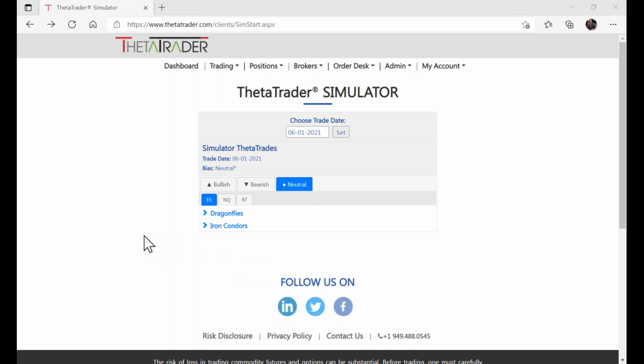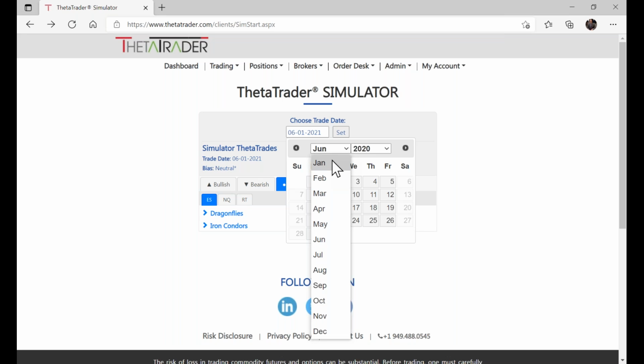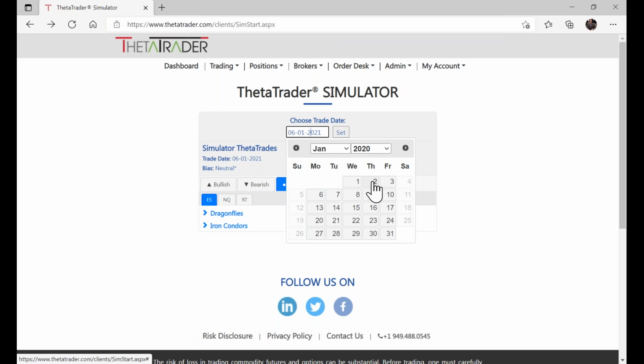And with that said, this is what you do on ThetaTrader. You log into your dashboard here, and you'll see under Trading, under Trade Simulator, you'll click on that, and you'll be faced with this interface. And we can choose any date backwards in time. Let's jump back to 2020. We'll go last year. We'll just pick the beginning of the year, and we'll look at all the trades that ThetaTrader generated.